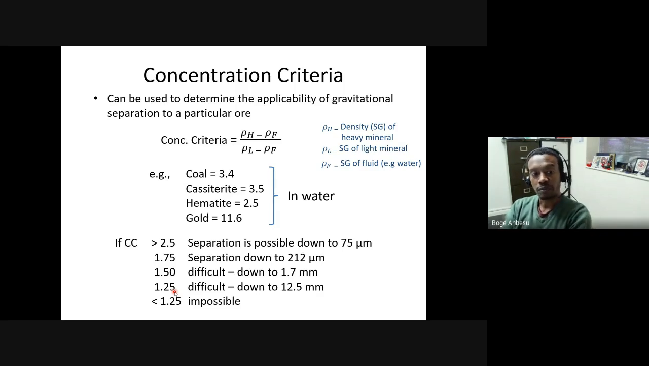So already, before you even buy a gravity separator, or before you even take a sample and try it in the lab, you could roughly work out whether gravity separation is a very good way to go or not. Okay, so this is part of the things that you can do as part of your mineralogical assessment. You say, okay, my heavy is located in this and this, and roughly this is the density. And based on that, you work out concentration criteria. And from that, you can predict. And if, for example, you get a reasonable value for concentration criteria, you could go back and say, okay, let's try if gravity separation is a feasible way of concentrating the ore.